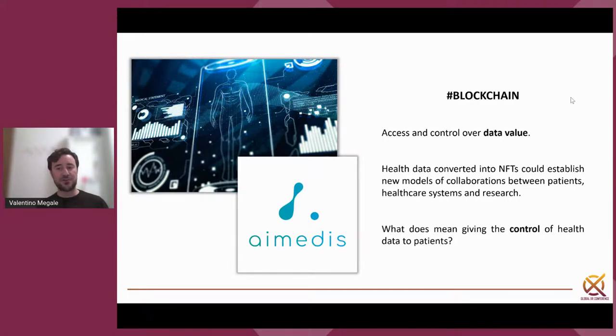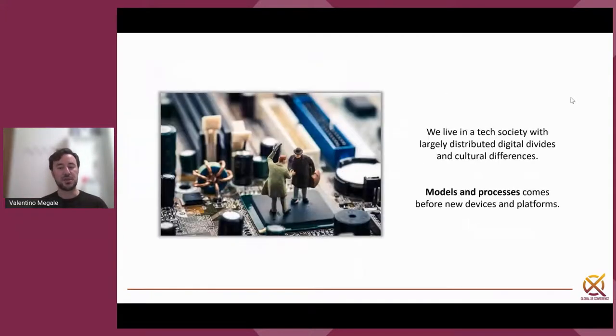It could be very challenging. Of course, it could also be very interesting because it opens new opportunities of exchange and new opportunities of relationships between patients, the healthcare system, and research. But the question that I want to highlight is, what does giving control of data to patients mean? Are they ready for control or not? Because control is nice to have, but are they ready to control? Because control also means a responsibility for how data is going to be used.